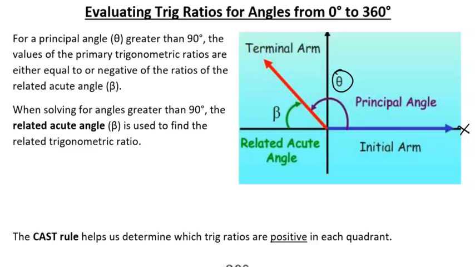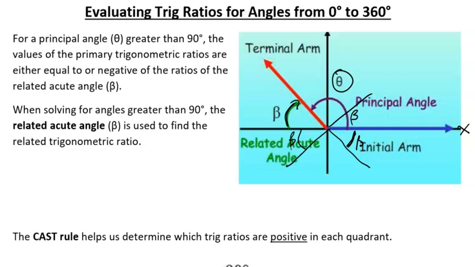The related acute angle is this value right here, and that is always measured to the x-axis, whichever angle is shorter. So if you're down here in this quadrant, you're going to measure it here. If you're down here in this quadrant, you're going to measure angle beta there. And if you're in this quadrant, beta there. If you're in the first quadrant, the related acute angle beta and the principal angle theta are going to be the same. But in every other quadrant, theta is always measured from the x-axis around, and beta is measured just from the x-axis, whether it's the positive side or the negative side.